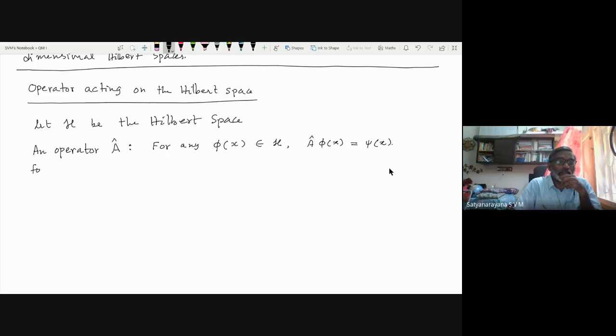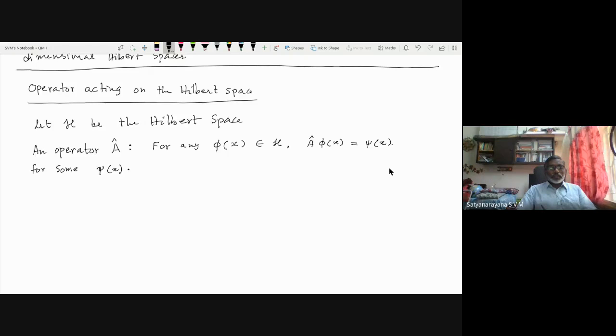For some psi of x. So if you ask a question, what is the general action of any operator on an element of Hilbert space? It will change it to some other element. Based on this, we can talk about two concepts.